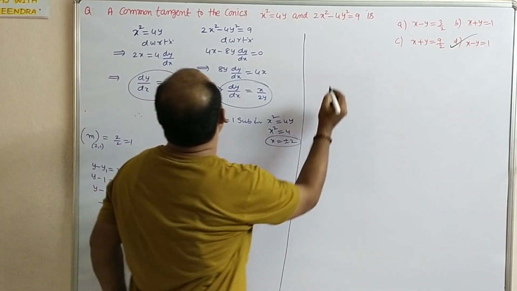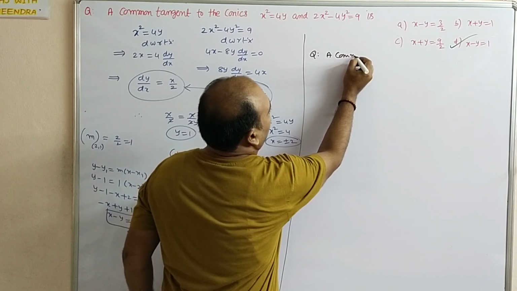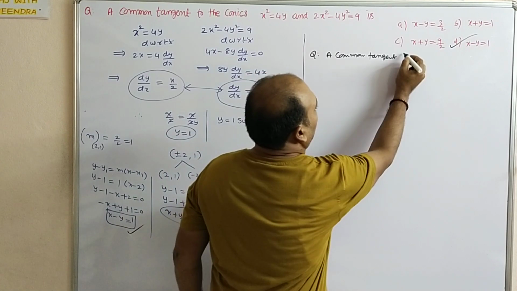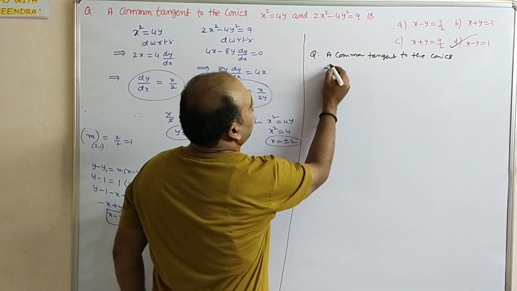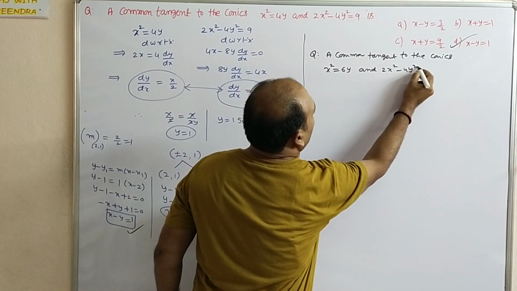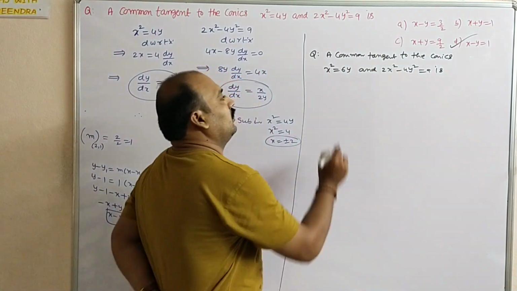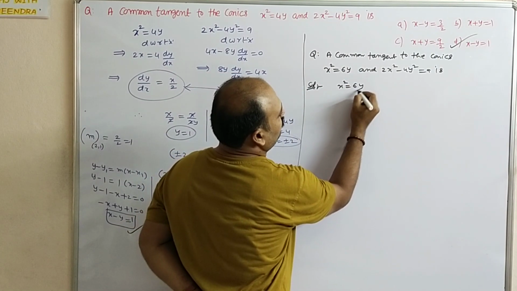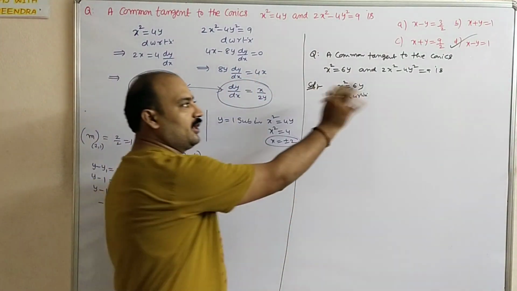I will consider another question. A common tangent to the conics x square equal to 6y and 2x square minus 4y square equal to 9 is, options will be the same. Here also differentiate x square equal to 6y with respect to x. Common tangent means both the slopes are equal here.